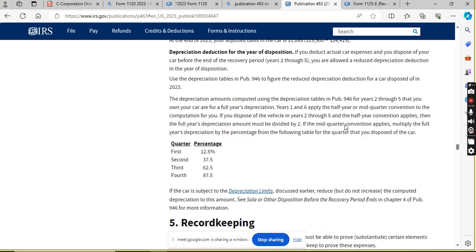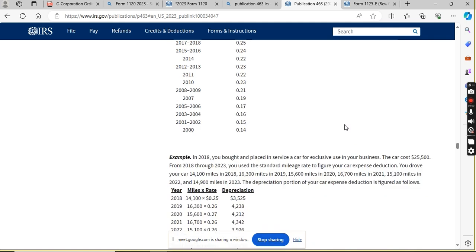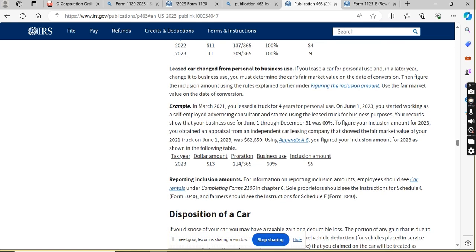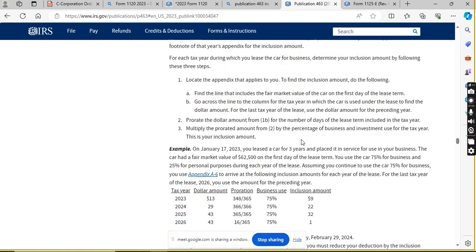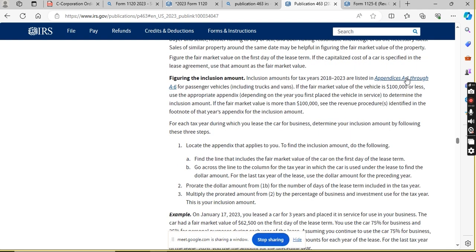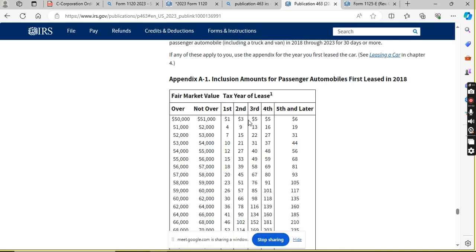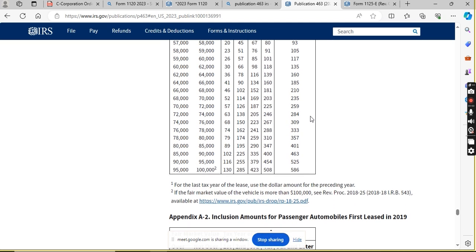No, this is for depreciation. Appendix A, A1 through A6. So these are the lists. You have to deduct $1, $3, depending on the fair market value of the car or the vehicle. So this amount you have to deduct: $1 for the first year, $3 for the second year, $5 for the third year, and so on accordingly. Okay.